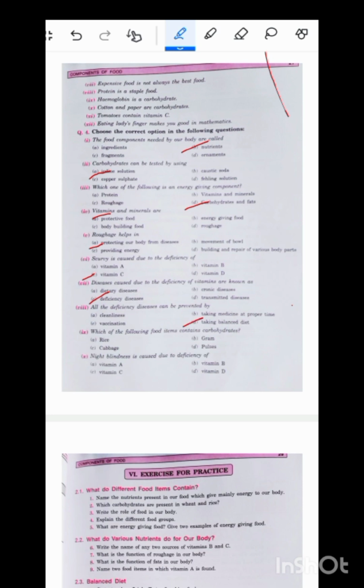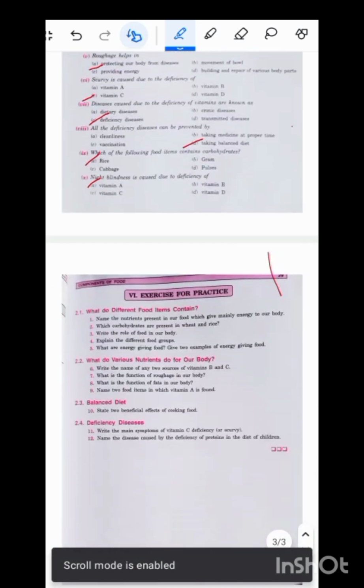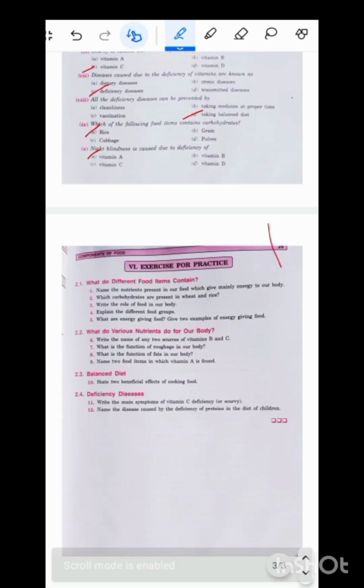taking balanced diet. Which of the following food items contain carbohydrate? Rice, gram, cabbage and pulses. Option A, rice contain carbohydrate. Night blindness is deficiency of vitamin A. We just did it in the case study based question above. So time for the questions of subjective type. Let's read the questions and I will provide the solution later.